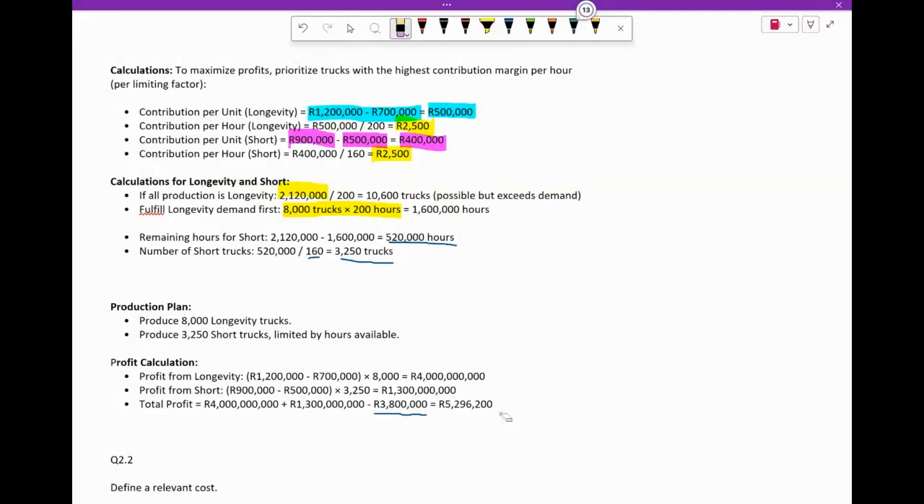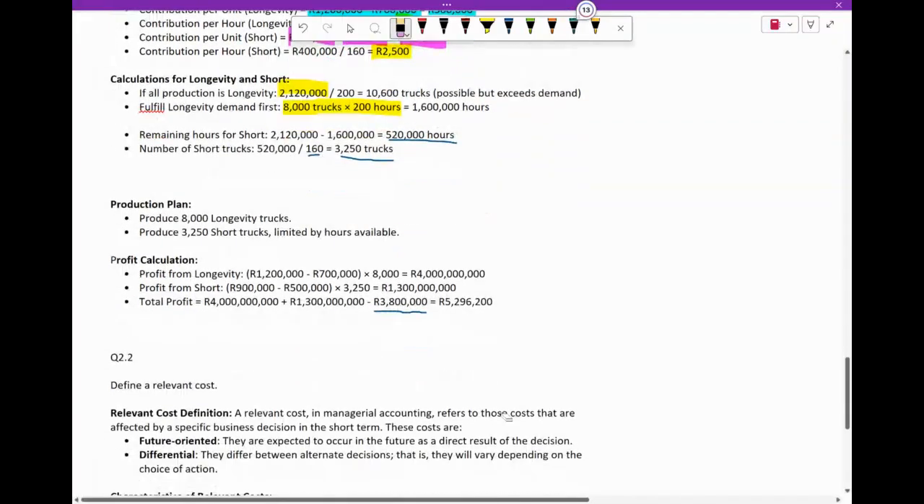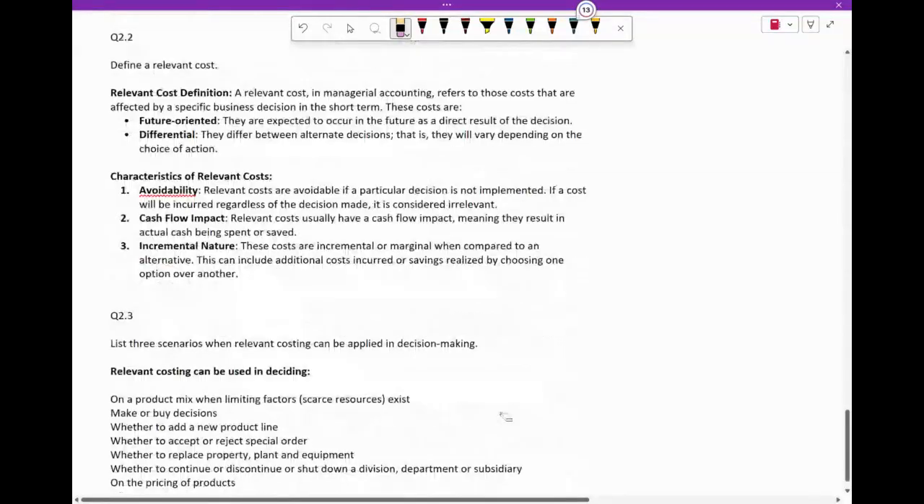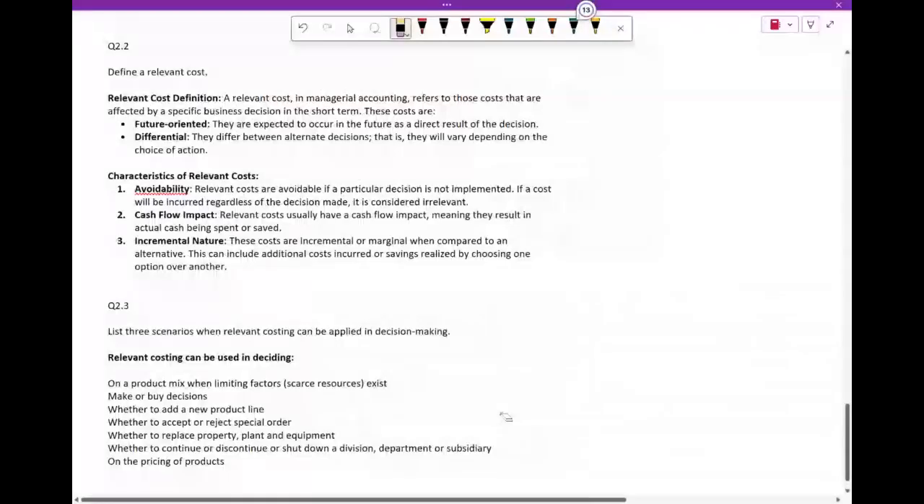So that is our 2.1. Then here, we'll just discuss this quickly. It was just theory from there on. So for 2.2, they simply asked you guys to define a relevant cost, okay?